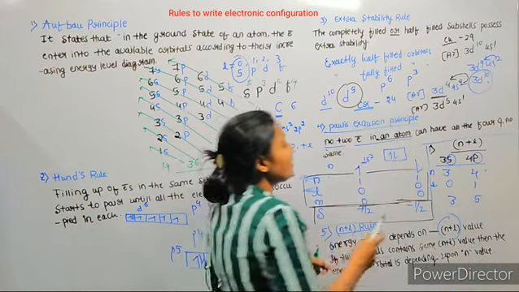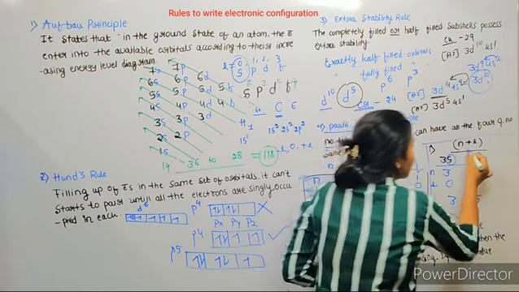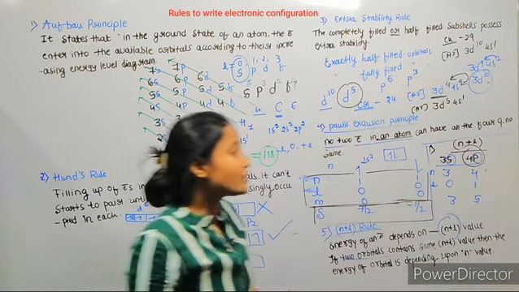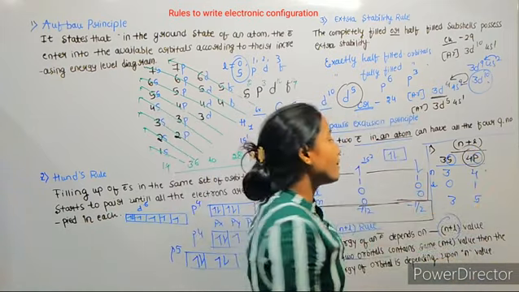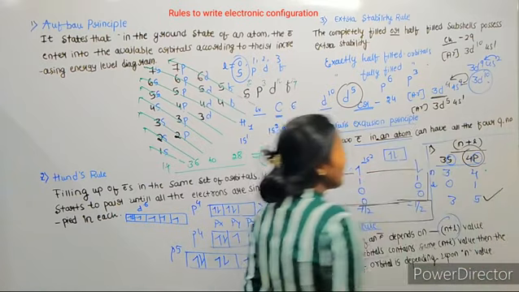And now, which one contains the highest energy? Yes, obviously that is the 4p, because it contains the highest n plus l value.